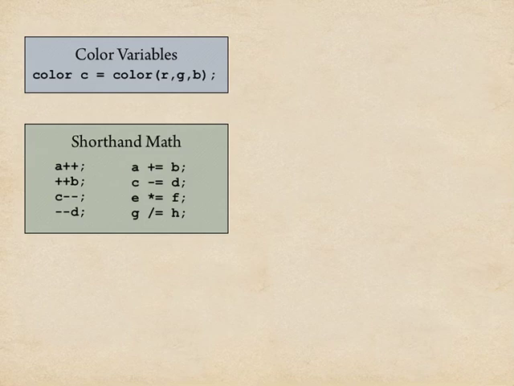In the right-hand column, we have the math shortcuts. The top one, A plus equals B, is shorthand for A equals A plus B. Second one is C equals C minus D. Third one is E equals E times F. And the last one is G equals G divided by H. These little shorthands are so common and they're used by everyone everywhere that, again, the sooner you start typing them and getting them under your fingertips, the sooner they will become like second nature to you.